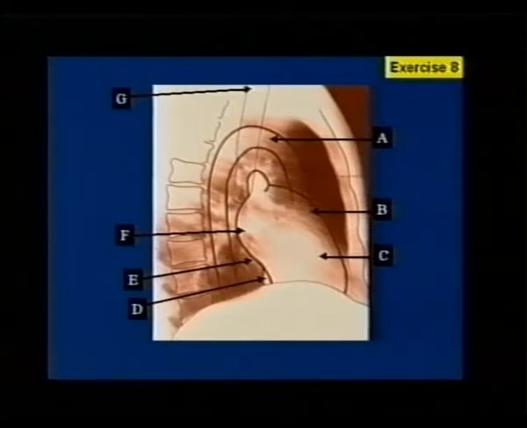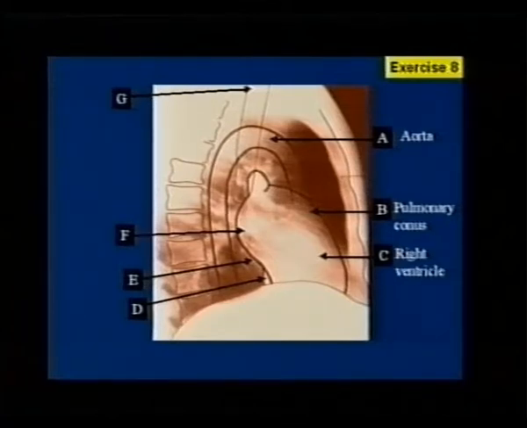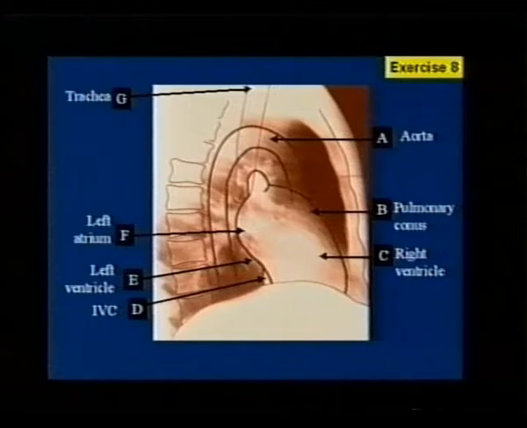Exercise 8 is a lateral view of the chest radiograph. A is the aorta, B pulmonary conus, C right ventricle, D inferior vena cava, left ventricle E, left atrium F, and trachea G.